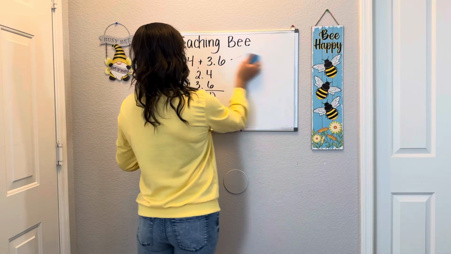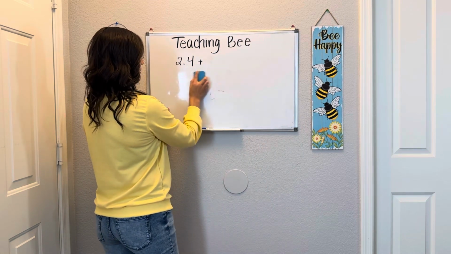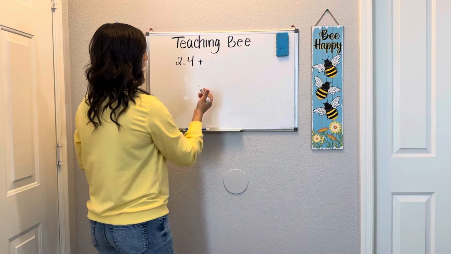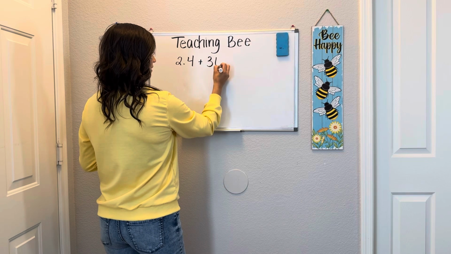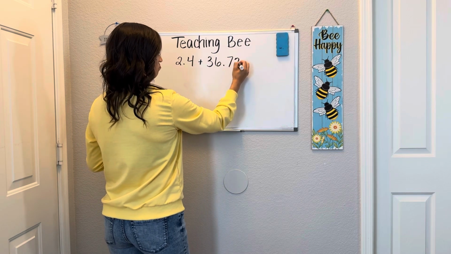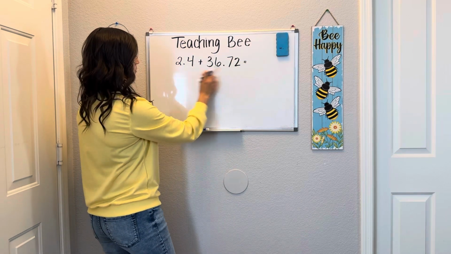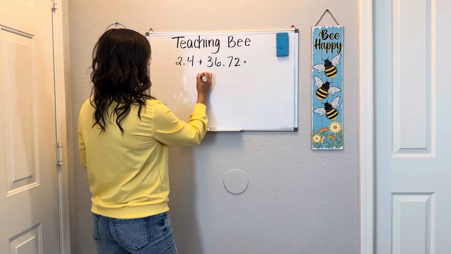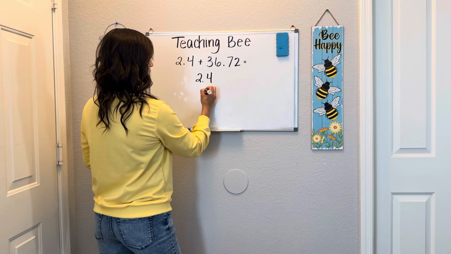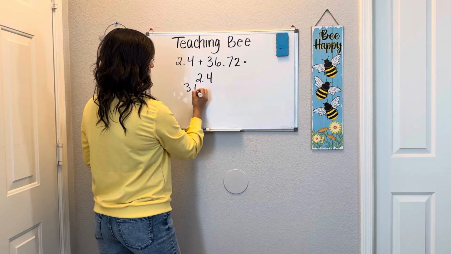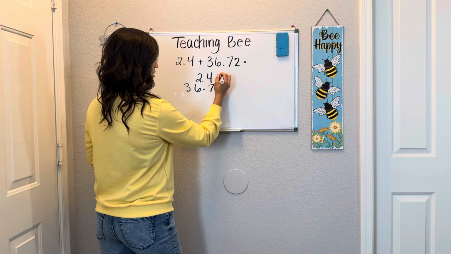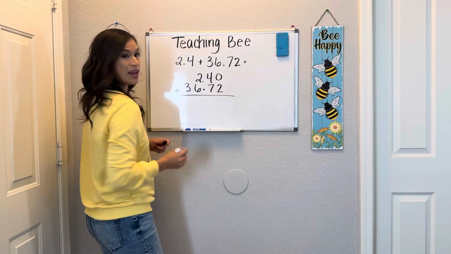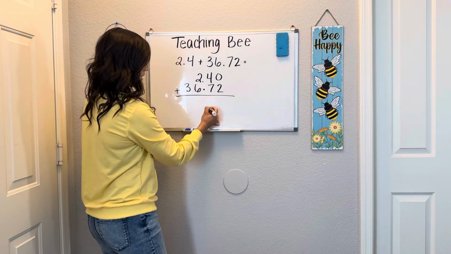What if we did it where we have our decimal places, but they're in different place values? So say we have 2.4 plus 36.72. Now we have our decimal places kind of a little wonky. Well, we still want to line them up. So we are going to do 2.4, and we have 36.72. You can always fill in with zeros if you like to make it easier visually. And now we have all our decimal places lined up.